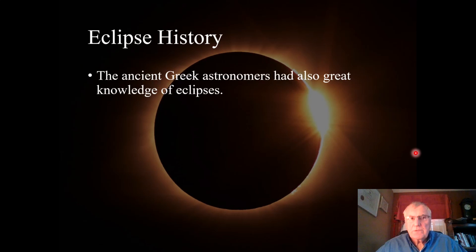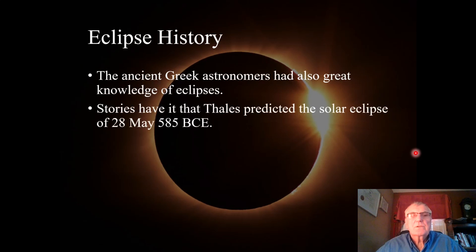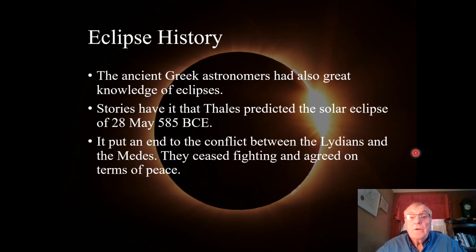Ancient Greek astronomers also had a great knowledge of eclipses, and stories have it that Thales predicted a solar eclipse of the 28th of May, 585 BCE. It put an end to the conflict between the Lydians and the Medes. When the eclipse came through, they thought, uh-oh, something's going on here. The gods aren't liking this. We better stop and agree on some terms of peace.